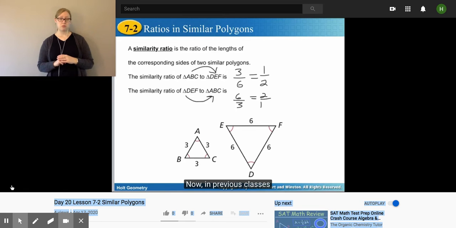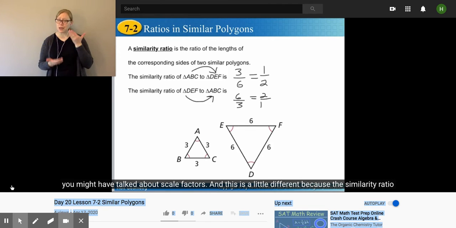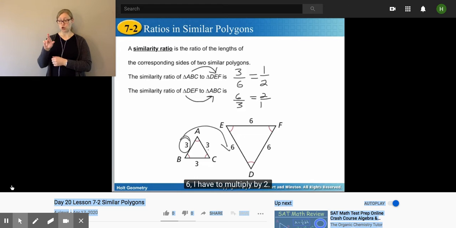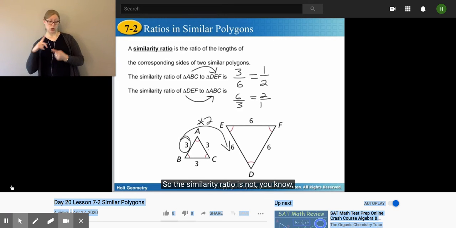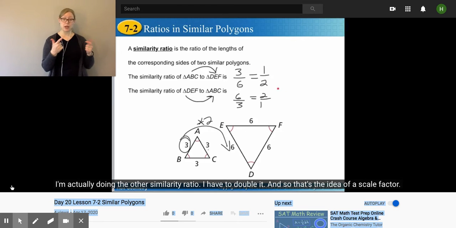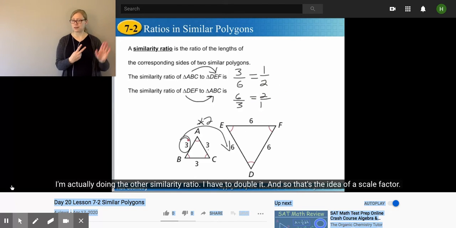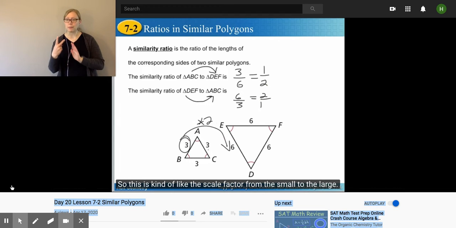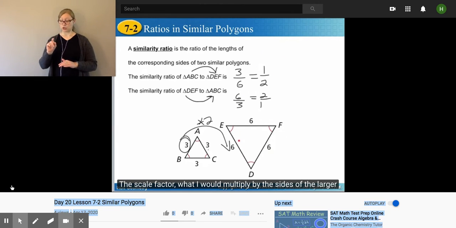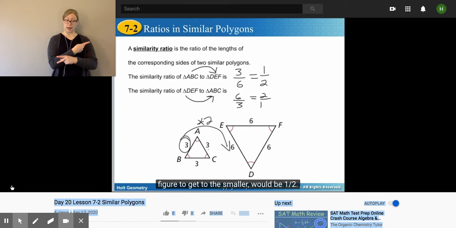Now, in previous classes, you might have talked about scale factors, and this is a little different because the similarity ratio, you can see if I want to get from 3 to 6, I have to multiply by 2. So the direction is from small to big, but I'm not multiplying by the similarity ratio of 1/2. I'm actually doing the other similarity ratio. I have to double it. And so that's the idea of a scale factor. So this is kind of like the scale factor from the small to the large. The scale factor, what I would multiply by the sides of the larger figure to get to the smaller, would be 1/2.